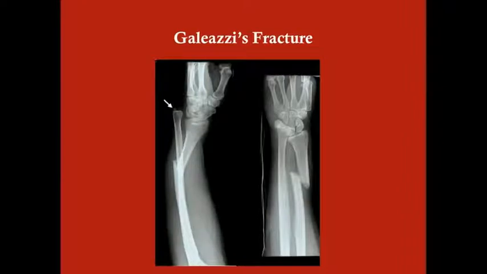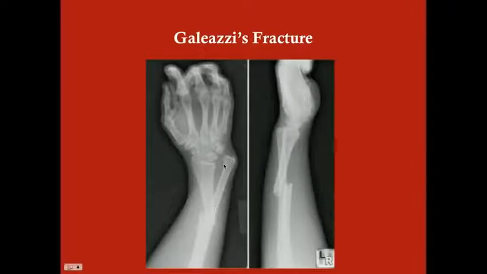So here is a Galeazzi's fracture. And you can see here that even though you don't notice it on the AP X-ray, clearly the ulna has become dislocated from the radius. These two should be nice and snugged up together, and the ulna here has become dislocated. And then here's your fracture.